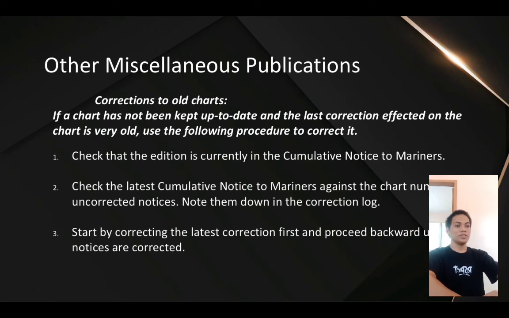Check that the edition is current in the cumulative notices to mariners. The second one is to check the latest cumulative notices to mariners against the chart number for uncorrected notices, and note them down in the correction log. Start by correcting the latest correction first and proceed backward until all the notices are corrected.